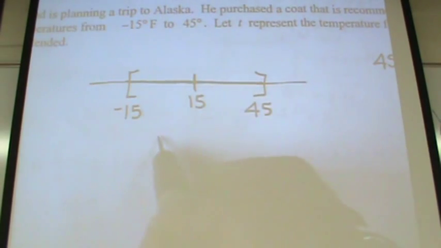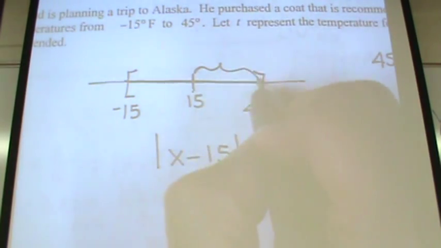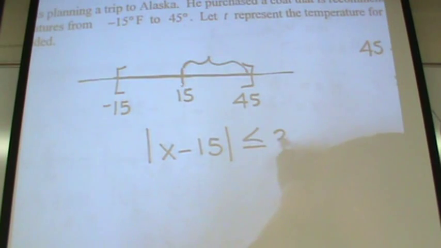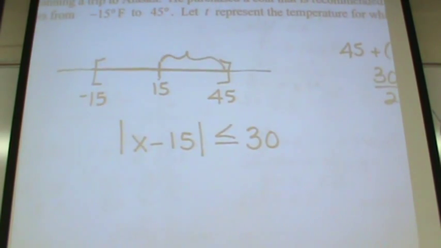You take the opposite of this number, so it's x minus 15, and this is an and problem, less than or equal to. How many units is 15 away from 45? And negative 15 away from 15 is 30. And that is the answer. We are done.